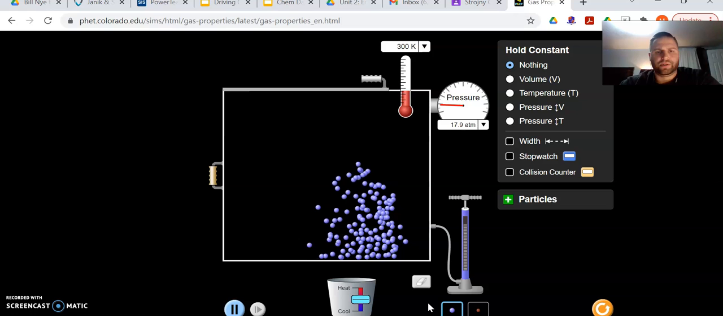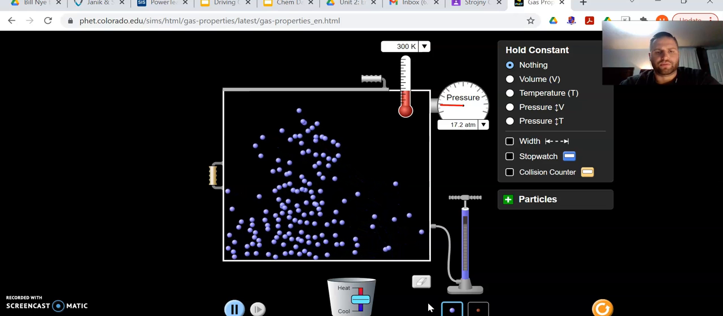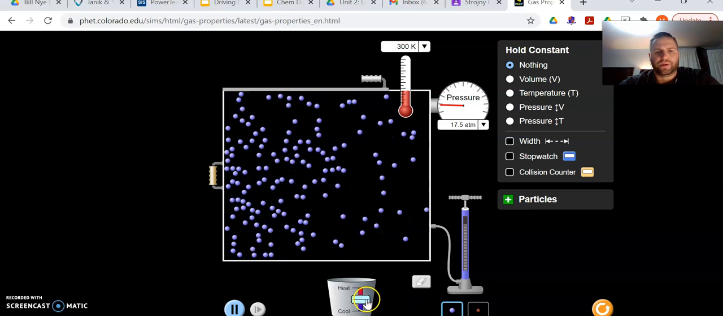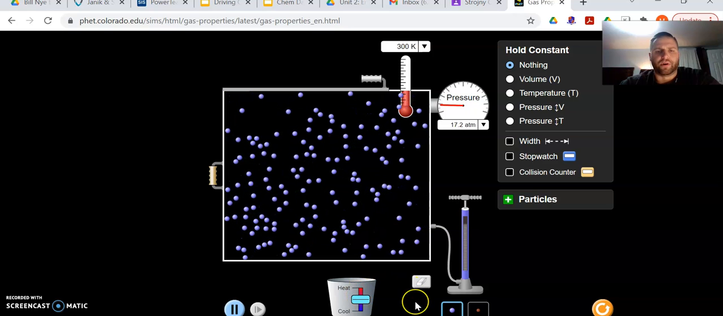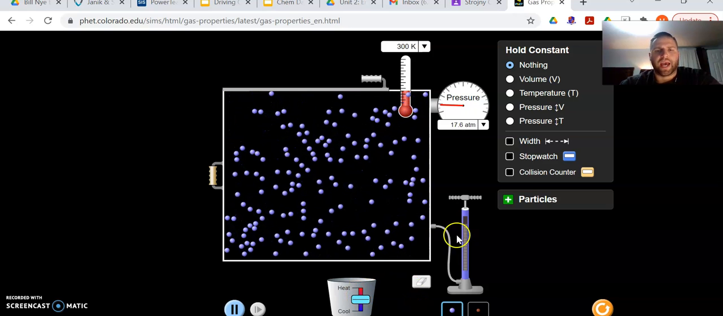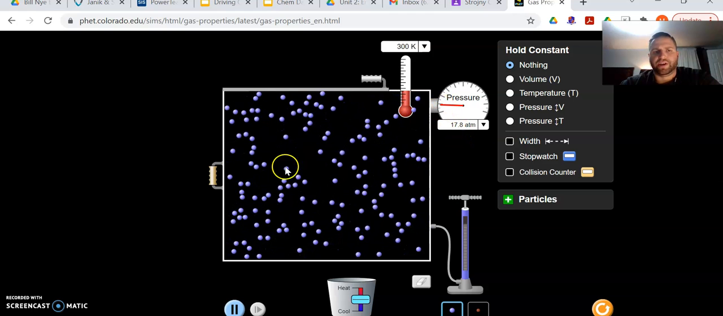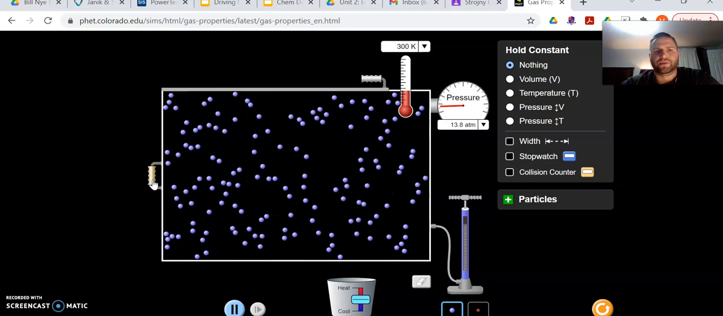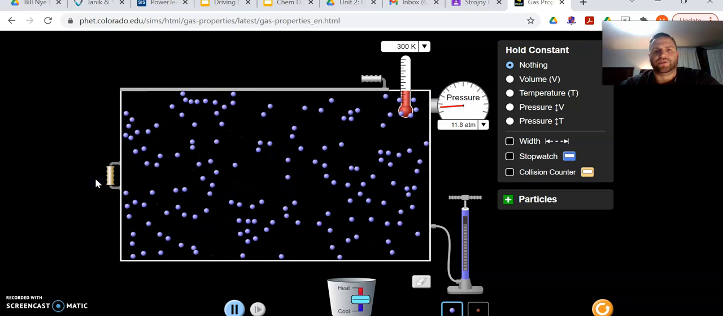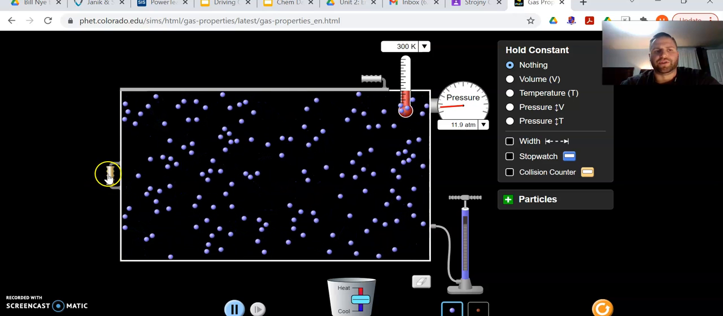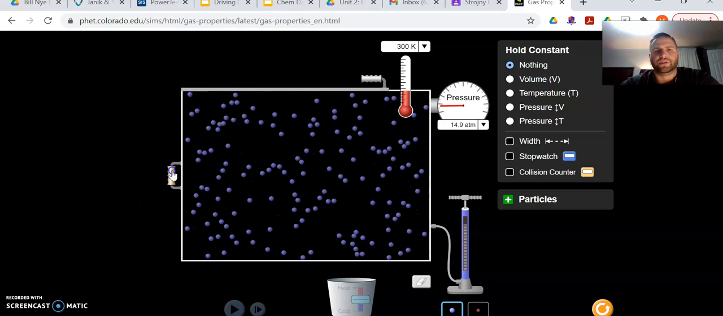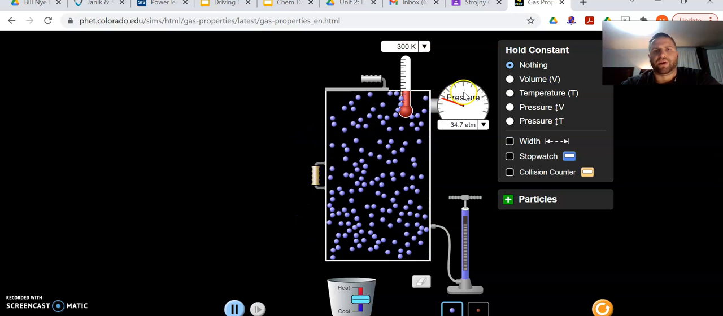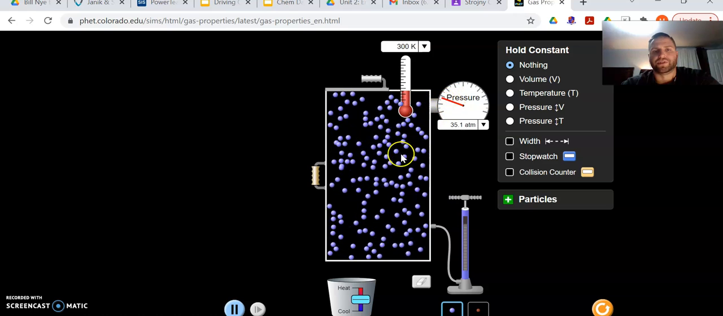We'll add a few pumps of particles. We'll allow them to spread out. Remember, the two things that we did not change were the temperature and the number of particles, so I won't add any more pumps. What we want to do is track this pressure gauge as we manipulate the volume. Notice that as the container grows, the pressure gauge goes down lower, meaning that the pressure decreases. As you make this volume smaller, notice that the pressure gauge increases, the pressure increases.